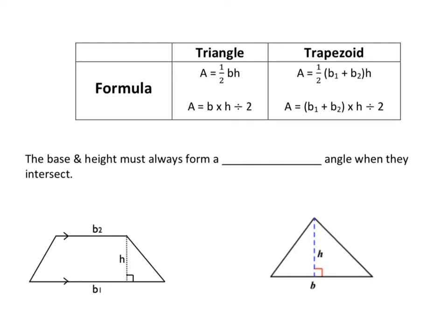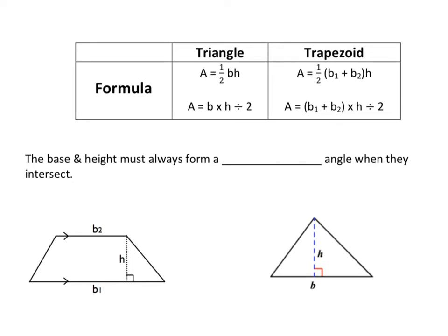For a trapezoid, we have area equals 1/2 times base 1 plus base 2 in parentheses, so that has to be done first, times the height. If you don't like that, we have a secondary formula. Base 1 plus base 2, we have to do that first because it's in parentheses, times height divided by 2. So that 1/2 just means divide by 2.